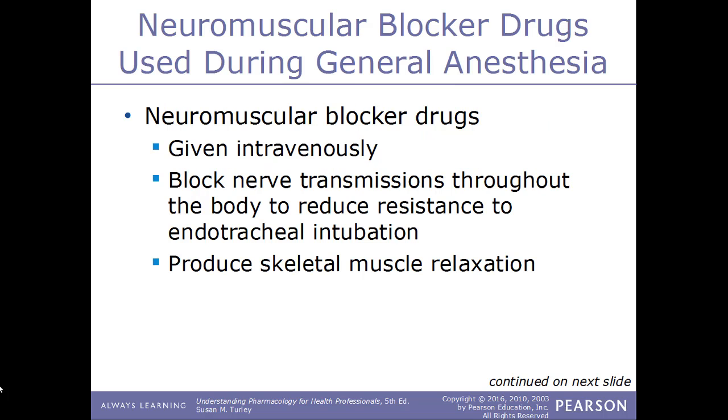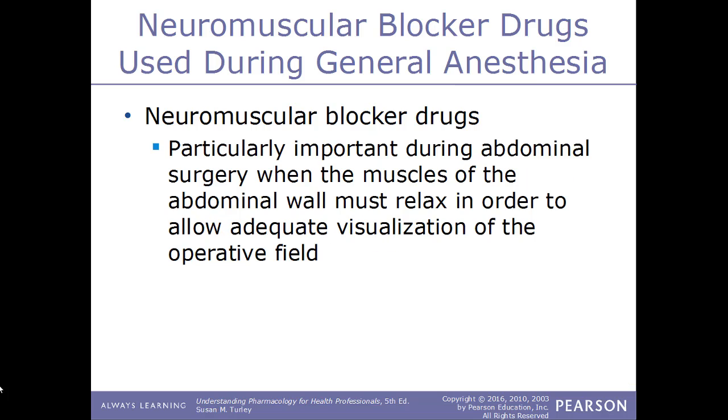Alright, now we'll move into neuromuscular blocker drugs that are used during general anesthesia. These are given intravenously, and they act by blocking nerve transmissions throughout the body to reduce resistance to endotracheal intubation. By doing so, we end up producing a relaxation of skeletal muscles. This is particularly important during abdominal surgery, when the muscles of the abdominal wall must relax in order to allow adequate visualization of the operative field.